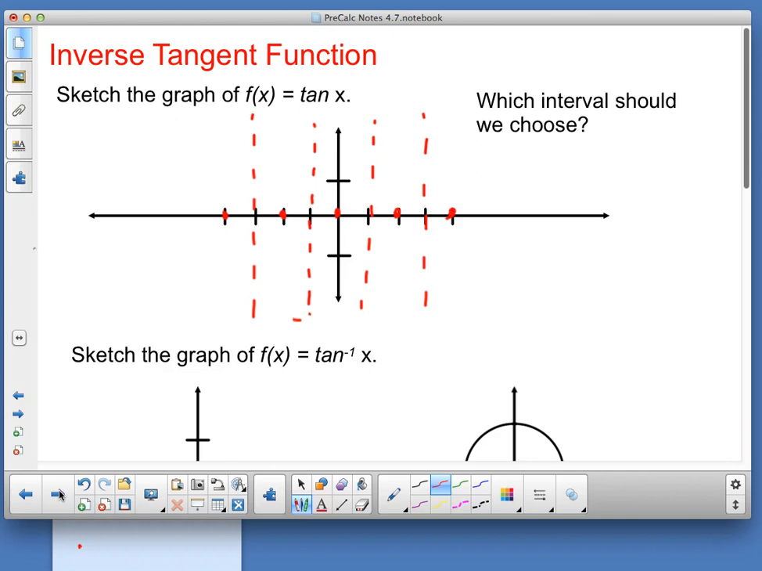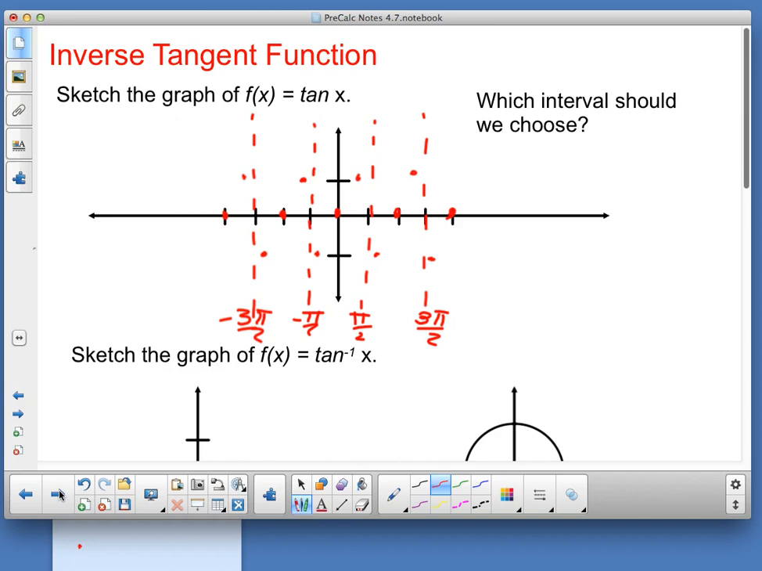So I've got this negative pi over 2, or positive pi over 2. And then I start doing 3 pi over 2. And I've got negative 3 pi over 2 here. And I'm down here at negative 1, up here at positive 1, negative 1, positive 1, negative 1, positive 1, negative 1, positive 1. This is positive 1 up here.